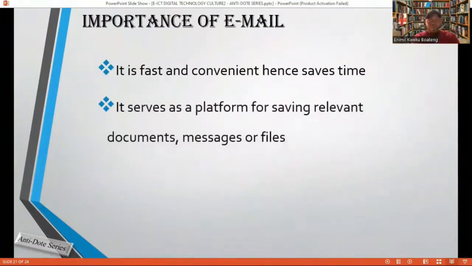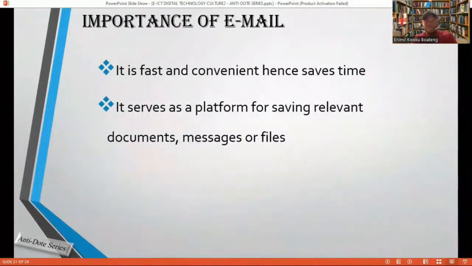It serves as a platform for saving relevant document messages or files. And this is very true and very important. With email, unless you are completely inactive for 2 years, and I don't know if Google have changed their terms and conditions again, but what they sent to me some years ago was that if you are inactive for 2 years, they will delete you from their server. Apart from that happening, whatever messages you have over the years still remain.